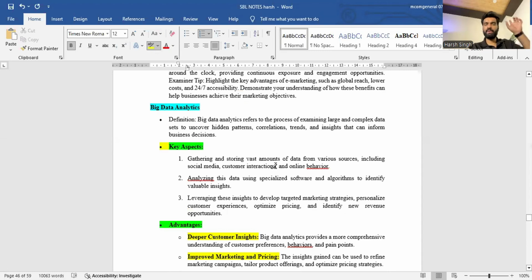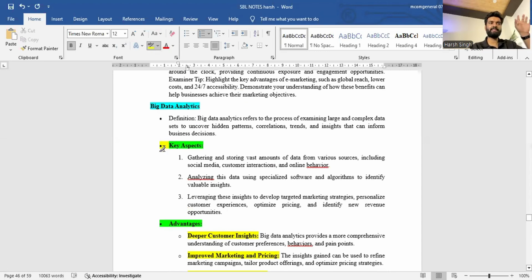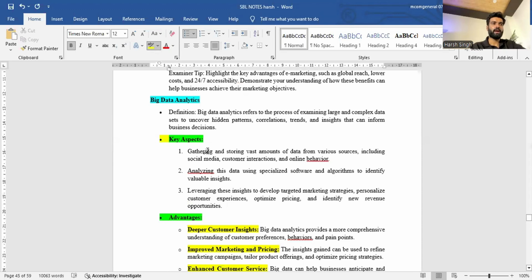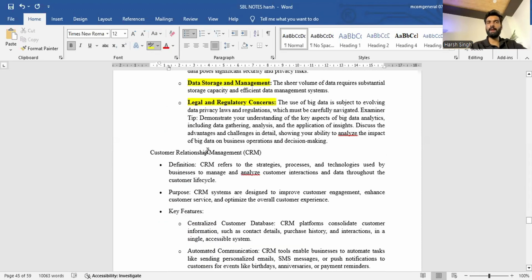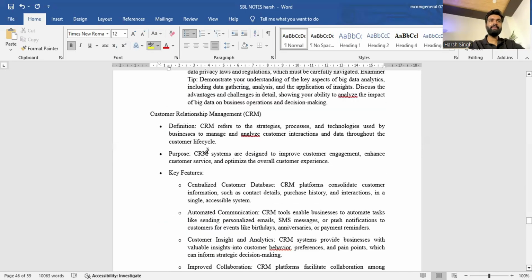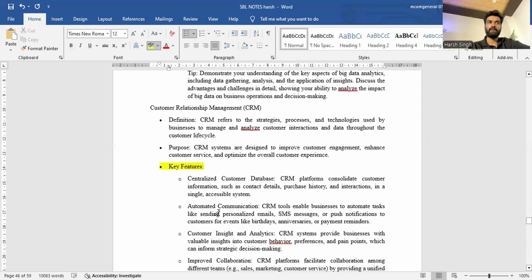Big data analytics: the advantages, disadvantages, and certain basic things. After that, we have the customer relationship manager. Basically, whenever you buy a product from a new startup, after some days they will call you and ask, sir, how do you like the product? Do you have any complaints? Will you refer this product to a friend? On a scale of 1 to 5, how will you rate it? They ask you a number of questions. This is called customer relationship management.